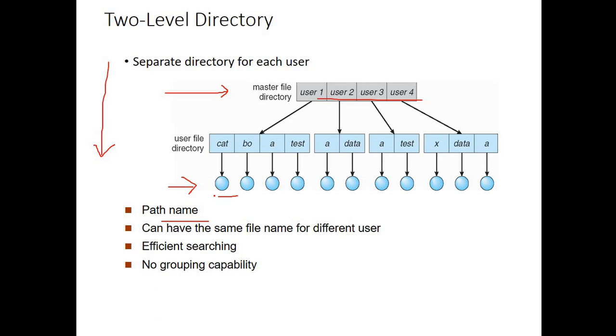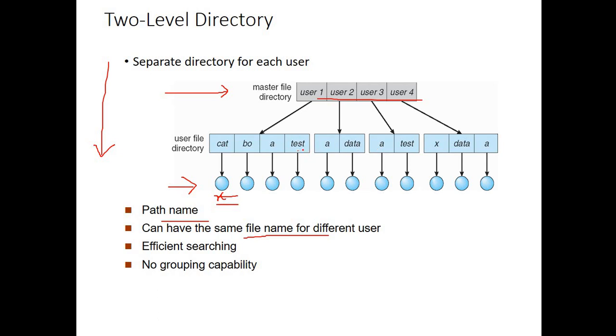For example, if X is a file, to access this file, the path is user1/cat/x. In that way, we can use the path name to locate a file. Since multiple directories are there, we can have the same name under these multiple directories for different users.